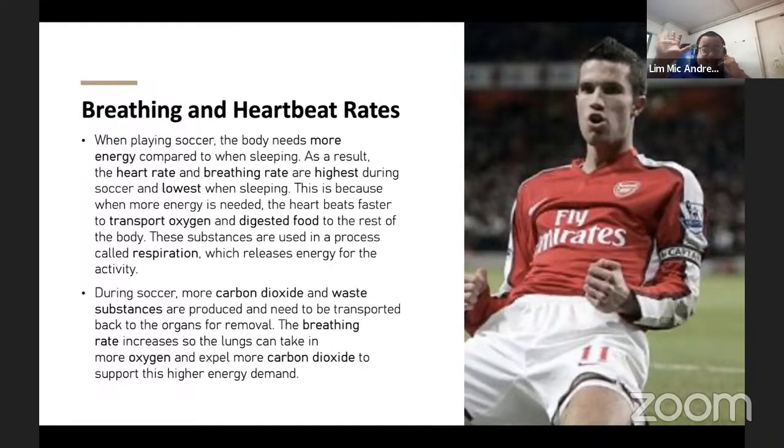However, when they need more energy during the match, more carbon dioxide and waste are also produced, and therefore need to be transported back to the organs for removal. Therefore, the breathing rate will also increase, because the lungs need to take in more oxygen and expel more carbon dioxide to support this high energy demand. That's why when you are playing soccer or any other activity that needs more energy, your heartbeat and breathing rate are high.